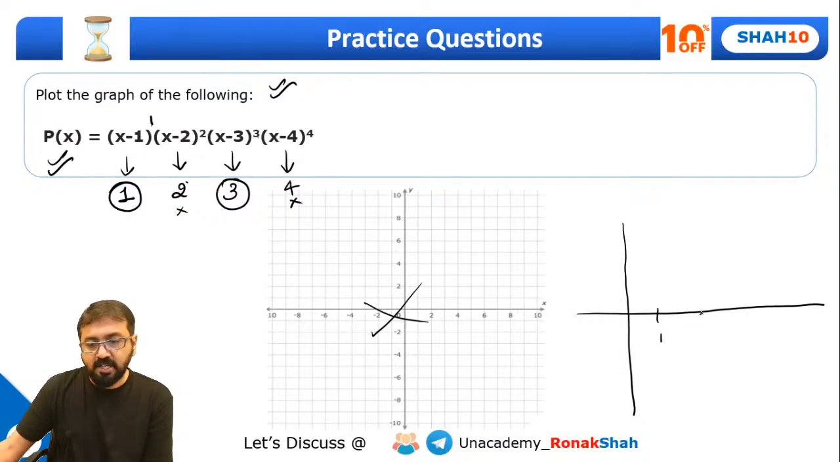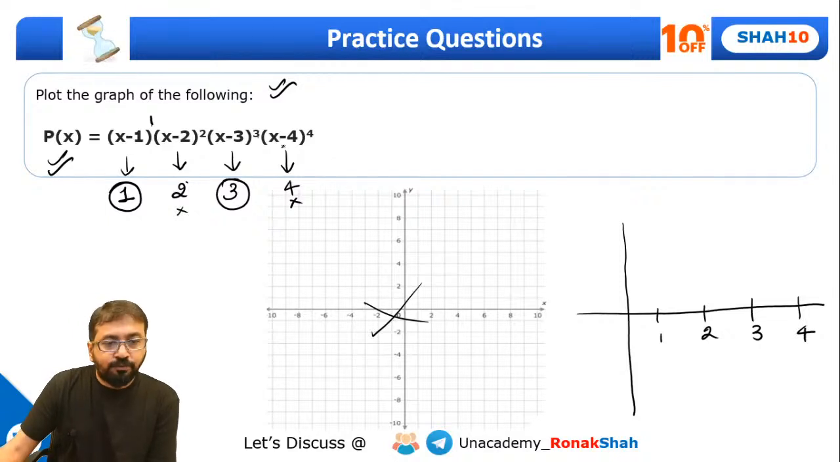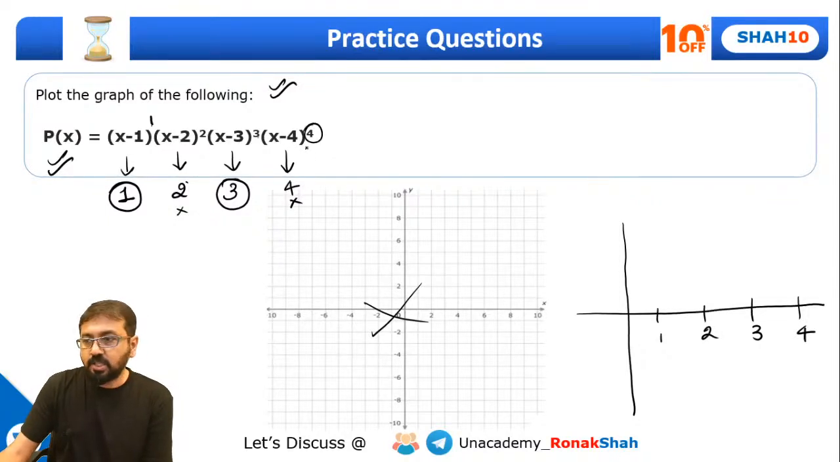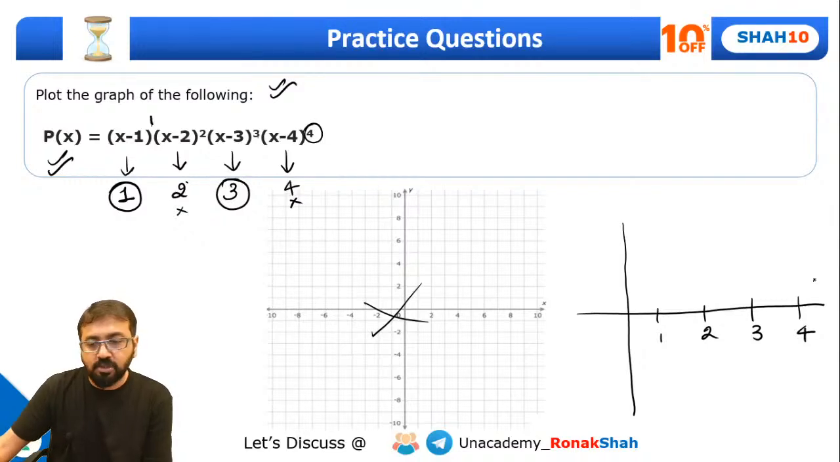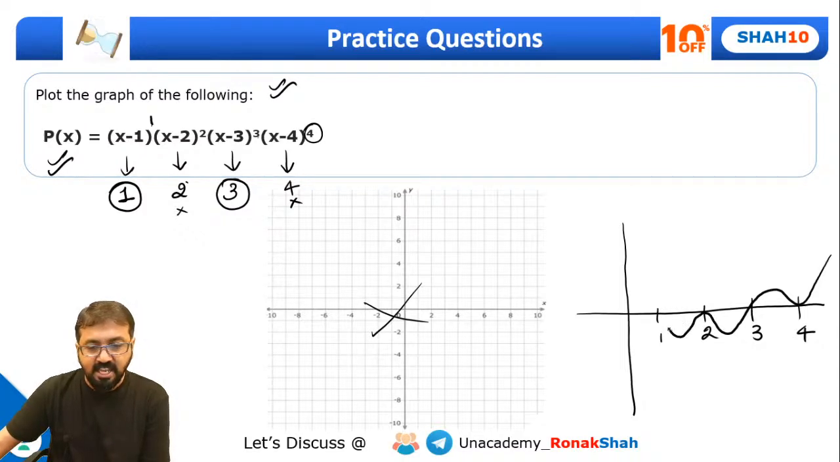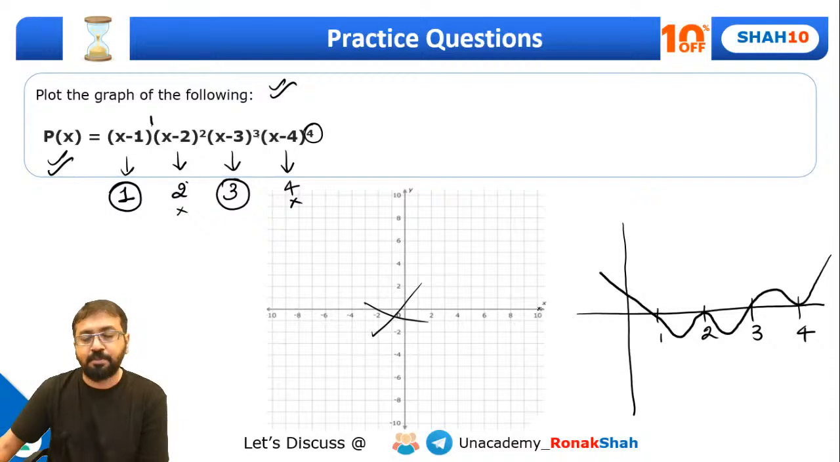So this is 1, this is 2, this is 3 and this is 4. तो 4 की पावर देखो इवन है, so it will not change sign at that factor. मतलब 4 पे साइन चेंज नहीं होगा, तो ऐसा आएगा, सिर्फ टच करेगा और ऊपर चला जाएगा. फिर 3 पे साइन चेंज करेगा, फिर ऐसा आएगा, फिर 2 पे साइन चेंज नहीं करेगा, and 1 पे साइन चेंज करके वापस ऊपर आएगा. So this is the graph for P of x.